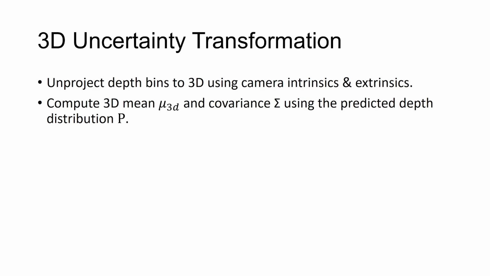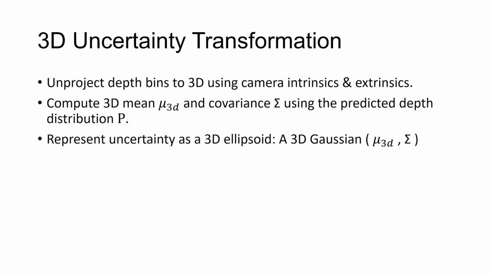This allows us to represent each pixel as a 3D Gaussian, where the mean captures the expected location in space, and the covariance encodes its spatial uncertainty. Visually, this uncertainty is modeled as a 3D ellipsoid centered at μ3D, providing a compact and informative way to express confidence in the estimated 3D structure.